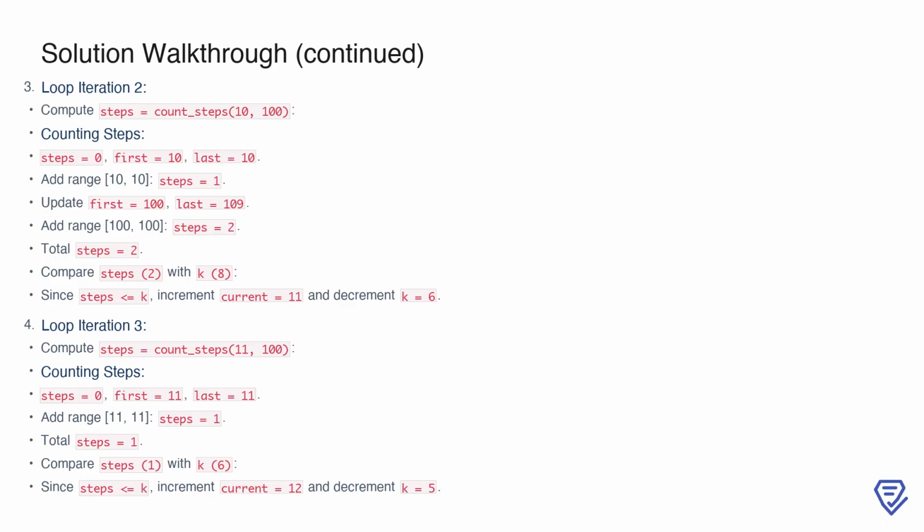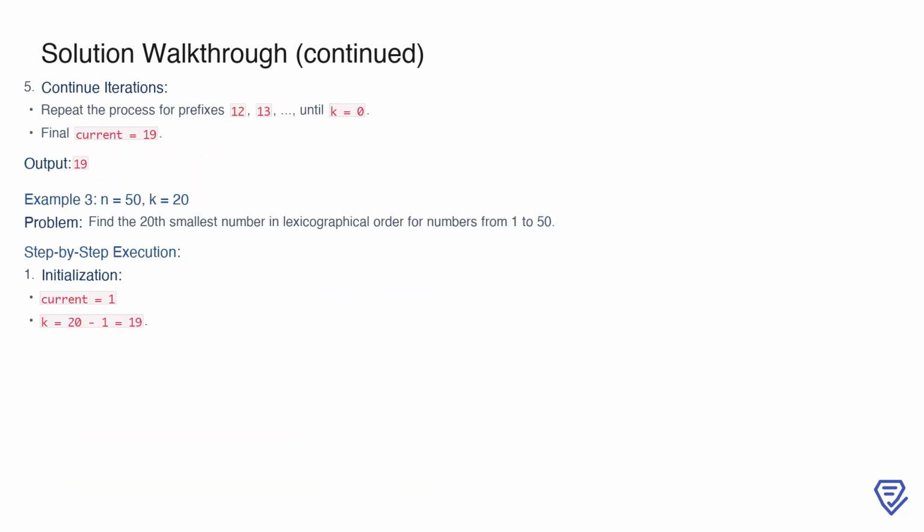In the third iteration, we calculate the steps from the prefix 11. The range 11, 11 contributes 1 step, and this is the total for this prefix. Again, since the total steps are less than or equal to k, we increment current to 12 and decrement k to 5. The process continues as we iterate through prefixes, adjusting current and decrementing k each time the steps from the prefix are less than or equal to the remaining value of k. We explore prefixes 12, 13, and so on, until k is reduced to 0. At this point, the final value of current is 19, which means the 10th smallest number in lexicographical order for numbers from 1 to 100 is 19.